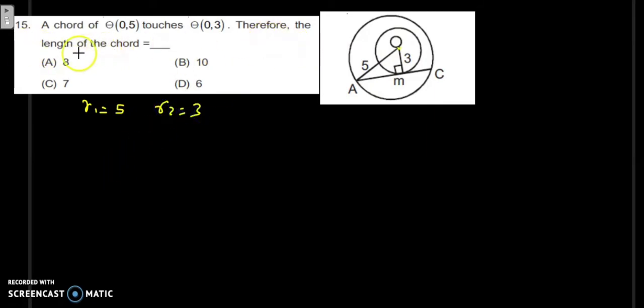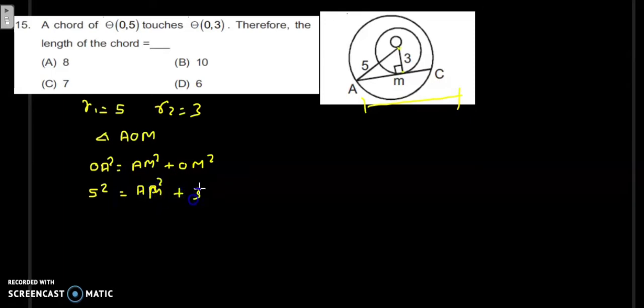Then you have to find the length of the chord. Length of chord means AC we have to find. So in triangle AOM, we apply Pythagoras theorem. Why? Because it is a 90-degree perpendicular. So AO square is equal to AM square plus OM square. AO square, 5 square, is equal to AM square, which you have to find, plus OM, meaning 3 square.